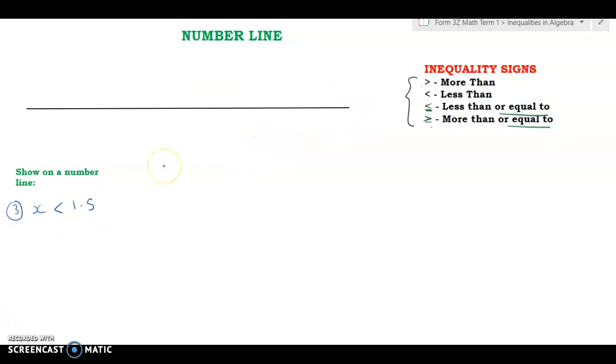Now, number 3. If number 3 was x is less than 1.5, again I must make sure I have a number line that caters for 1.5. So I could put 0 here, I could put 1, 2, 3, 4, and I could put minus 1, minus 2, right? Now, 1.5 is a value between 1 and 2, so it will be between these two. So 1.5 will be just in the middle here, so that is where my 1.5 marker will be. Now I'll put a circle above it, and since it says less than 1.5, I will cover all these values on the left-hand side of my number line, right? So this is the solution for number 3.